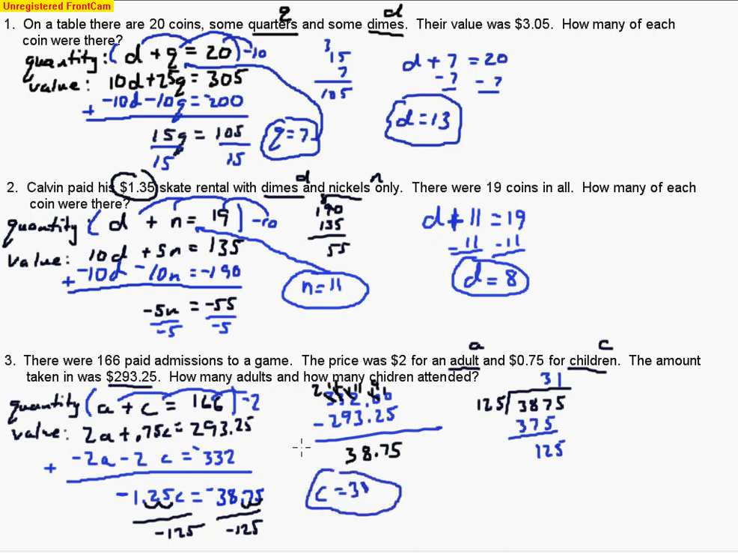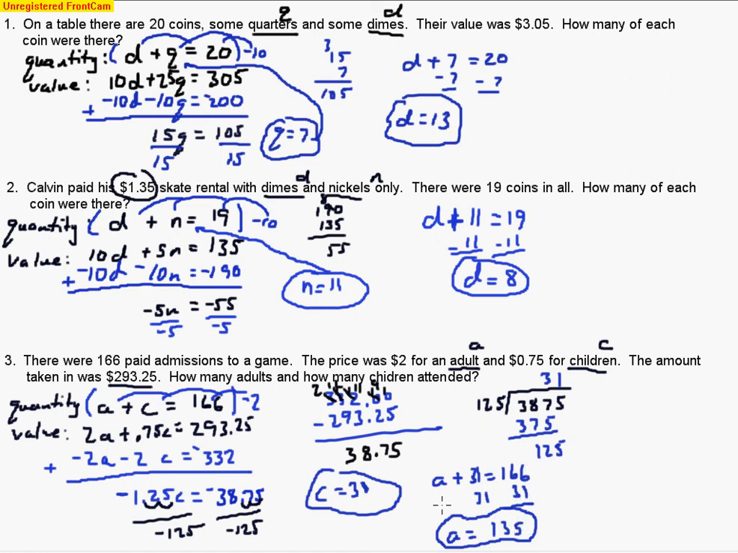How many adults? Well, just subtract that from the total. So A plus 31 equals 166. Subtract that 31, and you'll have your answer. A equals 134, it looks like. So a lot of adults, just a few kids ended up showing up to this event. Oops, I made a subtraction error there. Let's fix that right now. 135. Do that subtraction right. Fix that. So 6 minus 1 is a 5, not a 4.